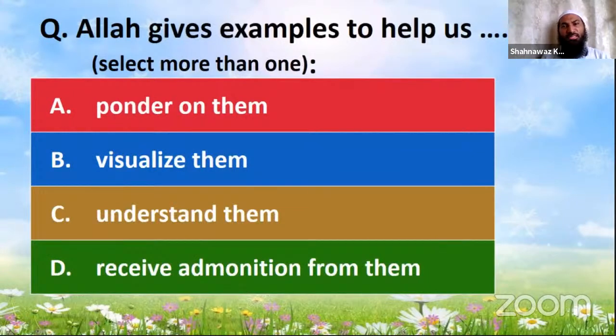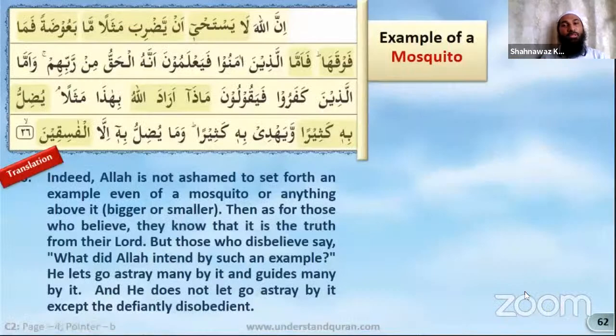So Allah gives examples for what? What is the reason why Allah Ta'ala is giving examples? The answer could be more than one. To ponder on them, to visualize them, to understand them, or to receive admonition from them. Right? So first, you have to ponder on them, because it's part of pondering over the Quran. Understand them and receive admonition from them as well. So these are the reasons why Allah Ta'ala has given them.